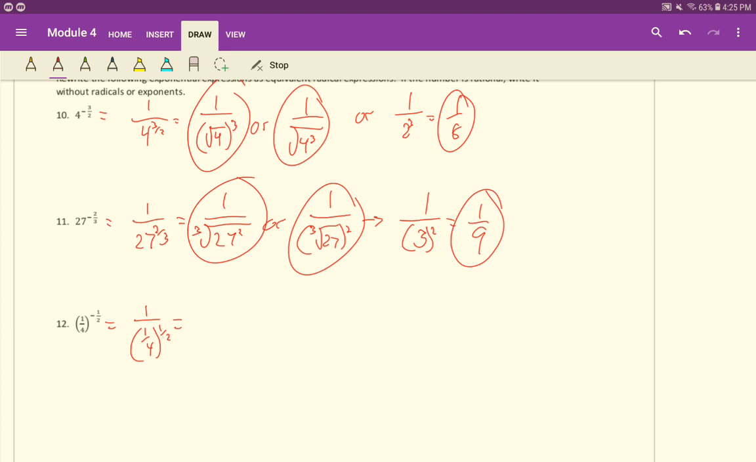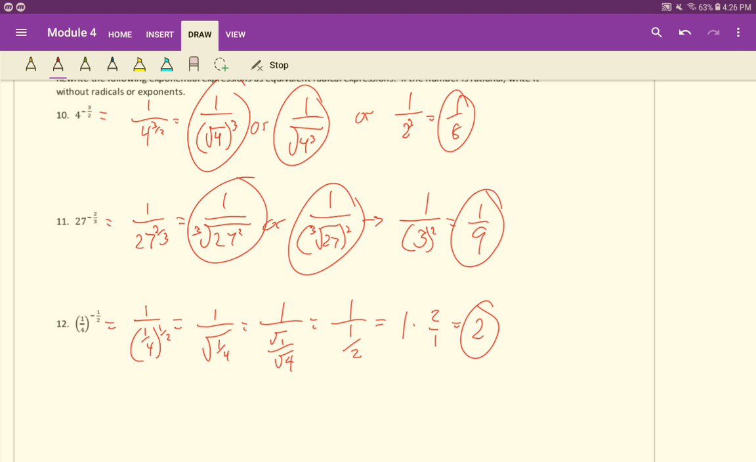Here for this one, we'll go ahead and simplify. So it's 1 over the square root of 1/4, which is the same thing as 1 over the square root of 1 over the square root of 4, which is 1 over 2. And again, instead of dividing by 1/2, we can multiply 1 by the reciprocal, 2 over 1. So this is really just 2.